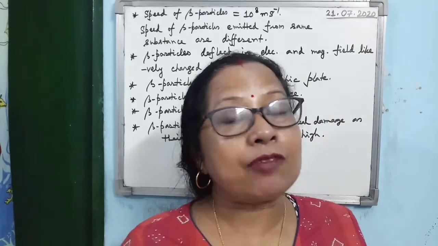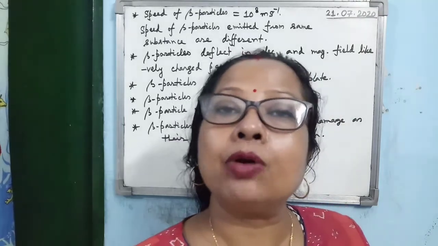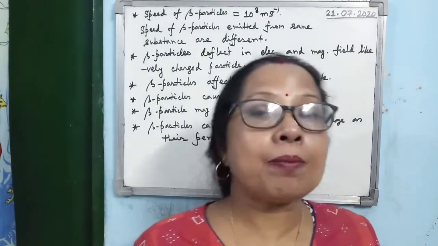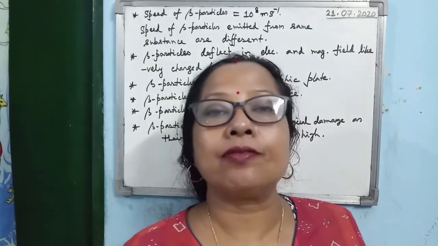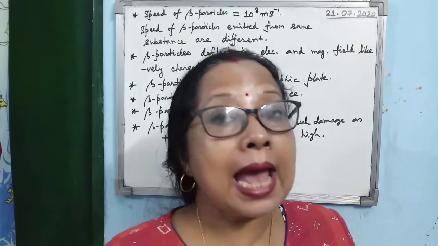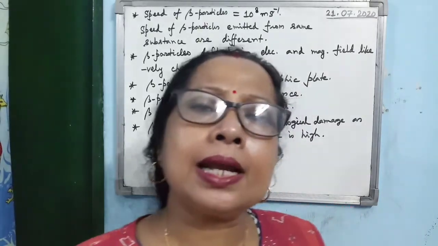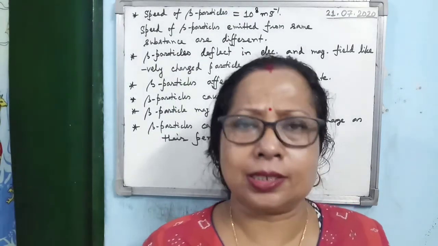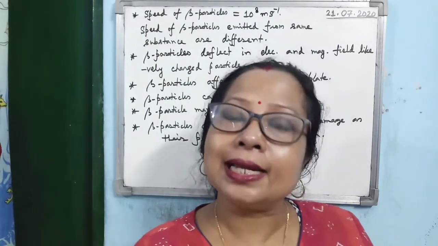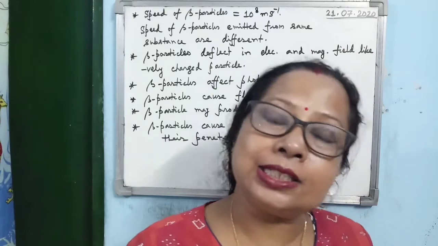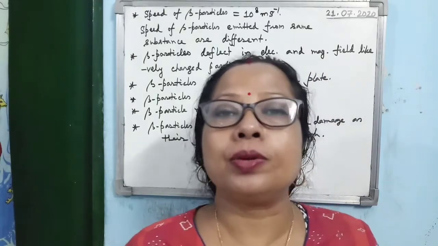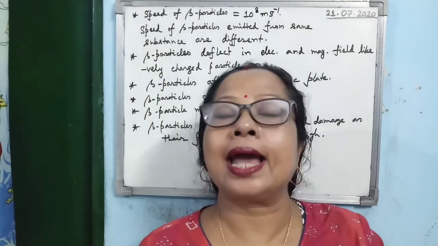Why? Because alpha particles come out alone. But in case of beta particle, what is happening? Beta particles never come out alone. What I said, along with the beta particle, antineutrino will come out. And beta particle and antineutrino, you know, they are good friends. Whatever energy they are carrying, that energy is randomly distributed between beta particle and antineutrino.